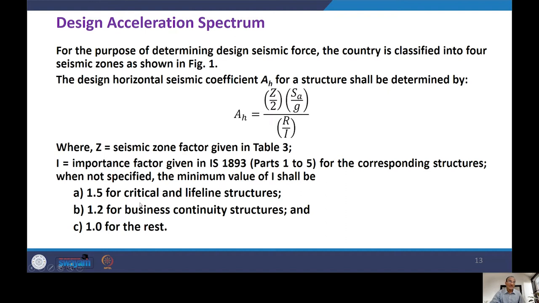It is not mentioned. So the importance factor should be taken as 1.5 for critical and lifeline structures, 1.2 for business continuities, and 1 for the rest of the structures. So the importance factor is selected, and then the zone factor is given.